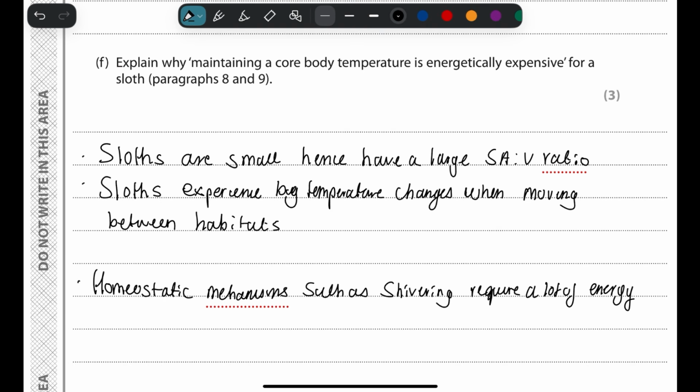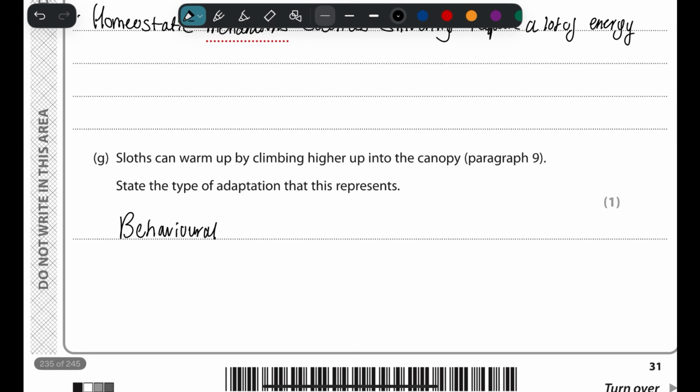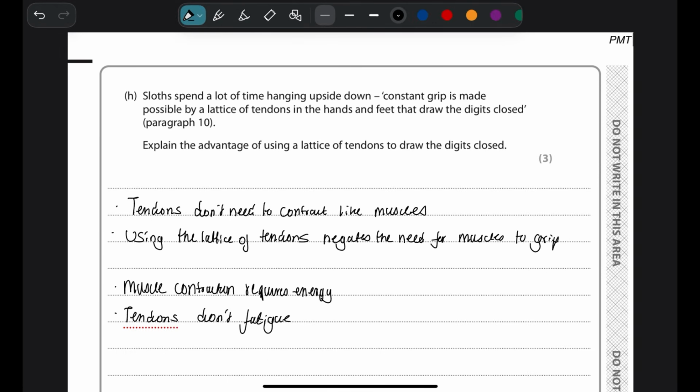And then we also saw, okay, they don't really undergo homeostasis. That's what the article was kind of saying. So we're saying homeostatic mechanisms, such as shivering, for example, something that was mentioned, require a lot of energy. And then finally here, they said sloths can warm up by climbing high up into the canopy. To be honest, I don't really need to go back to the article to read this. That's just behavioral. So you have different types of adaptations, but this one is very much just that.